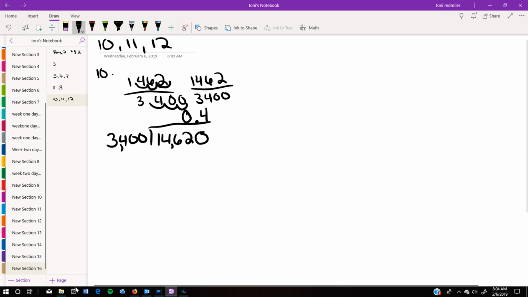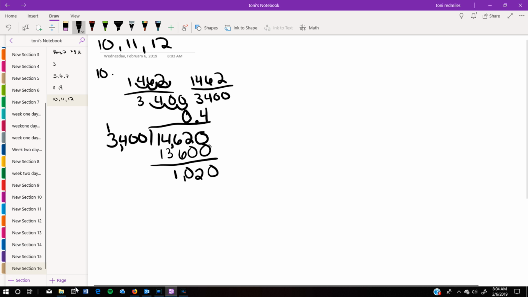All right, so this is my estimate. Let's see if I'm right. 4 times 0 is 0. 4 times 0 is 0. 4 times 4 is 16. Add a 1. 4 times 3 is 12. 13. Now I subtract.